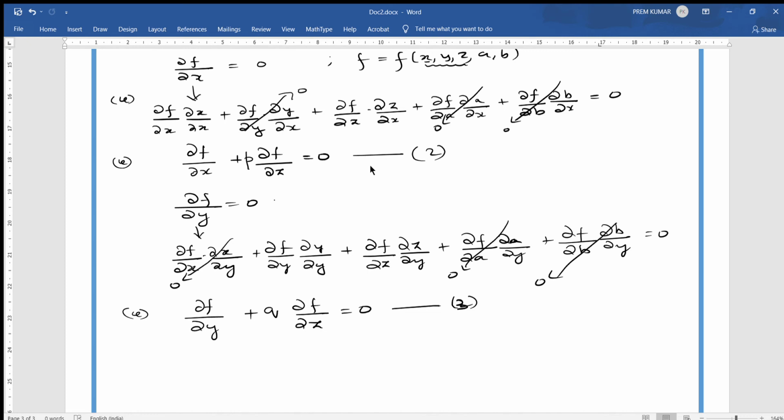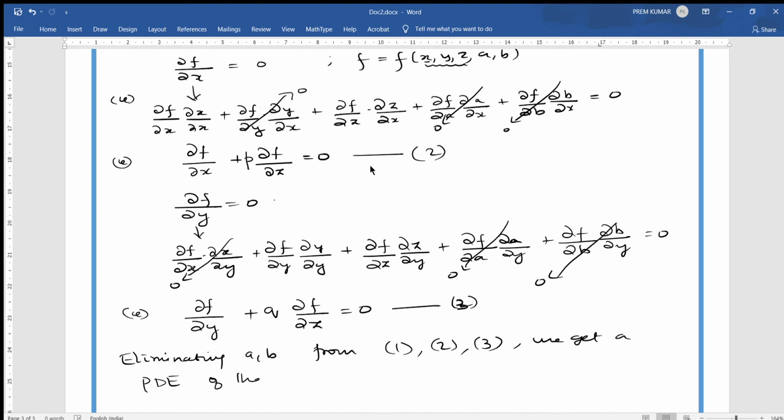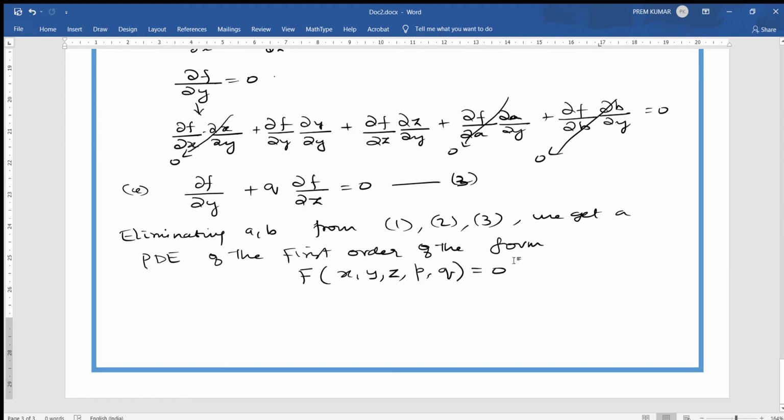So the procedure is, eliminating a, b from the first equation, second equation, and third equation, we get a partial differential equation of the first order of the form. I'm just denoting that partial differential equation by capital F. That depends on x, y, but a and b are eliminated. In place of a and b, it depends on p and q. Since p and q are involved, that is called a partial differential equation. This is the required partial differential equation.